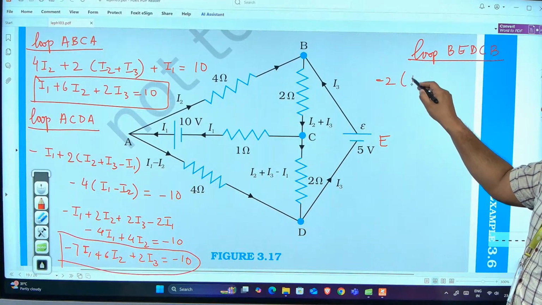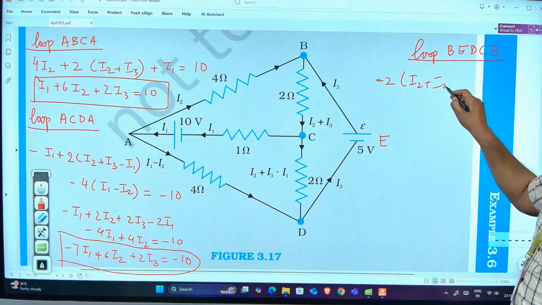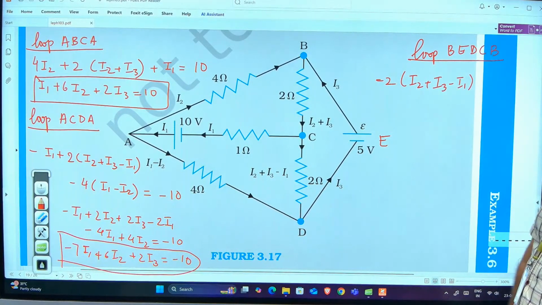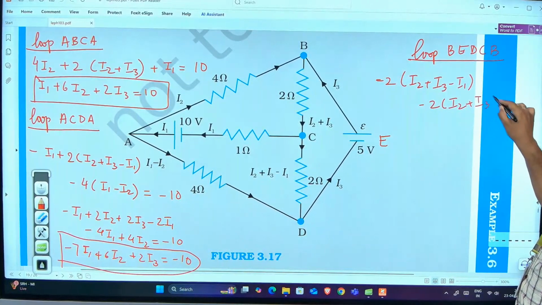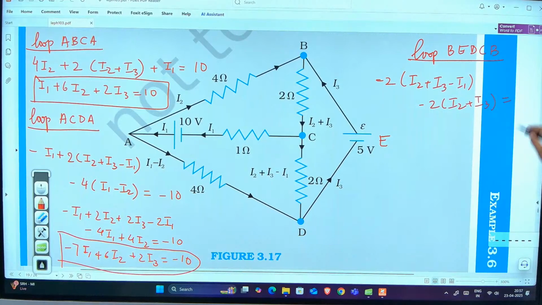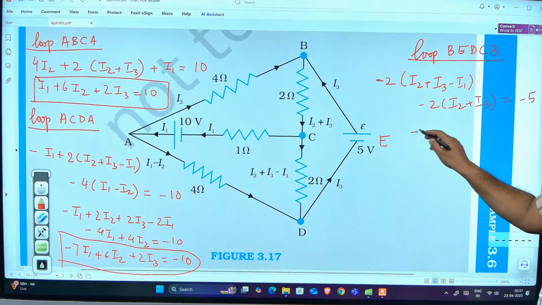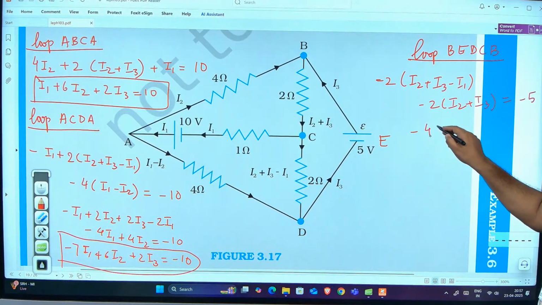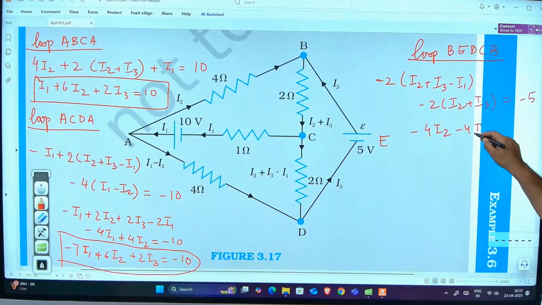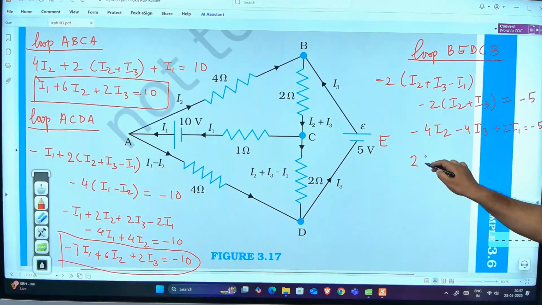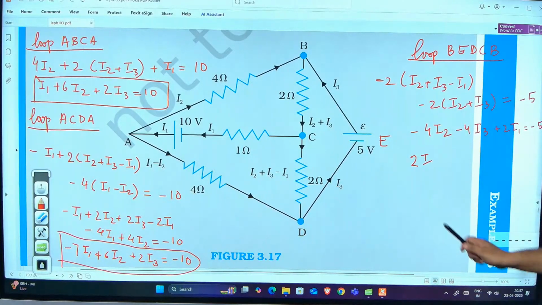So minus 2 times of (I2 plus I3) minus I1 equals minus 5. Then if you solve this, minus 2 will become minus 4 I2, minus 2 and minus 2 will become minus 4 I3, minus 1 will become plus. So plus 2 I1 is equal to minus 5. If you rearrange, you will get 2 I1. Why rearrange? Leave it. Why take tension?